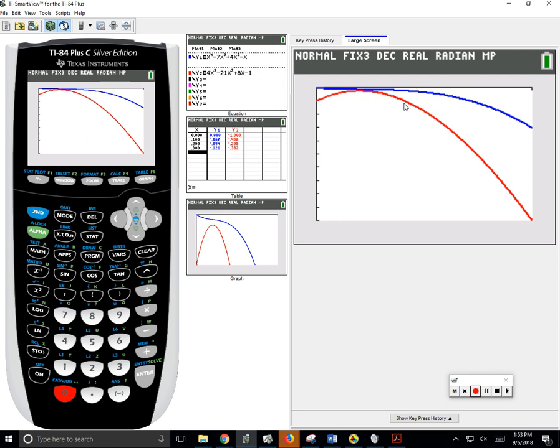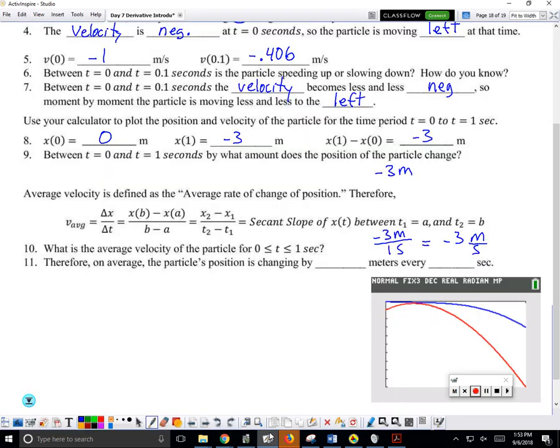Is that okay? So you get the average negative because it goes up at the beginning and then down? Correct. Plus the average is -3, so it starts at -1, which is not as fast as -3. And then the average just turns out to be -3. Anybody else? Cool? Back to here. Therefore, on average, the particle's position is changing by -3 meters every 1 second. That's how the particle moves. Any questions?